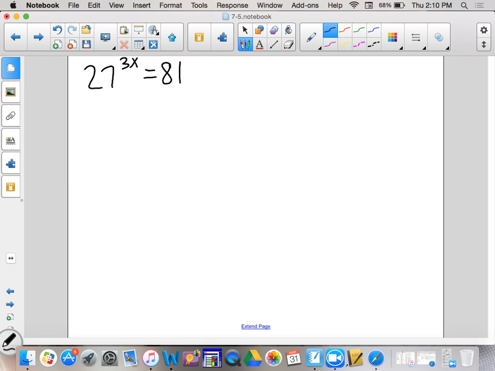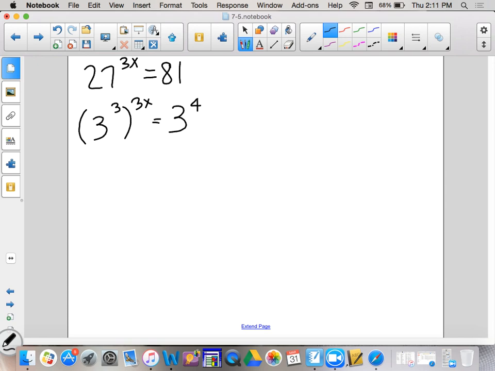What if I take this one? 27 raised to the 3x equals 81. First thing I need to do is find a common base. What's my common base? So 3 to the 3x equals 3 to the something. So 3 raised to what gives me 27? 3 raised to what gives me 81?